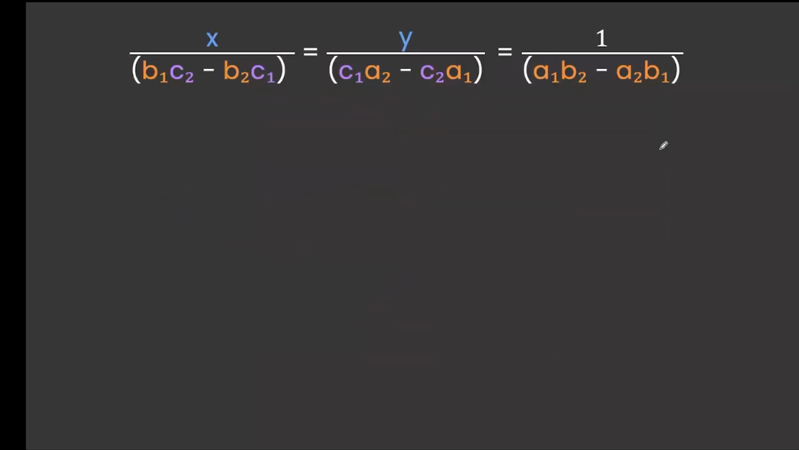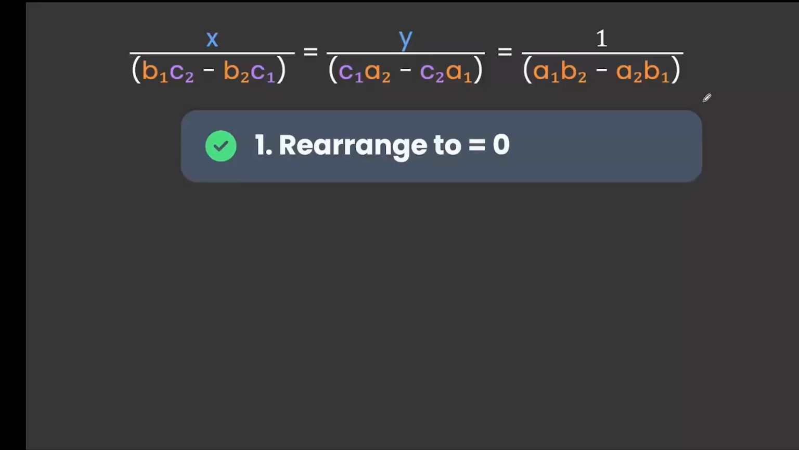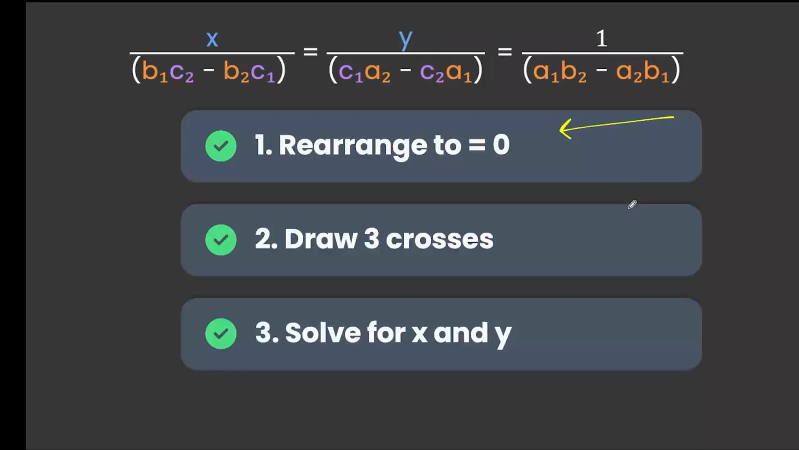Great. So let's quickly recap. The formula is x by b1 c2 minus b2 c1 equals y by c1 a2 minus c2 a1 equals 1 by a1 b2 minus a2 b1. So first, don't forget, rearrange the terms to 0, get your constants to the left, and draw 3 crosses, solve for x and y, and then you're done.